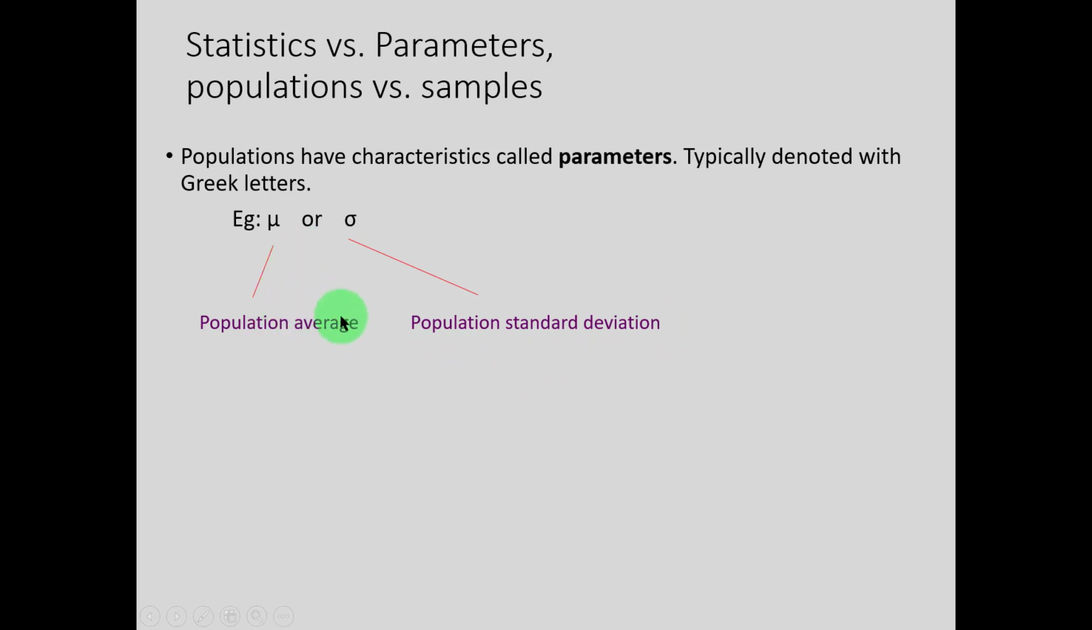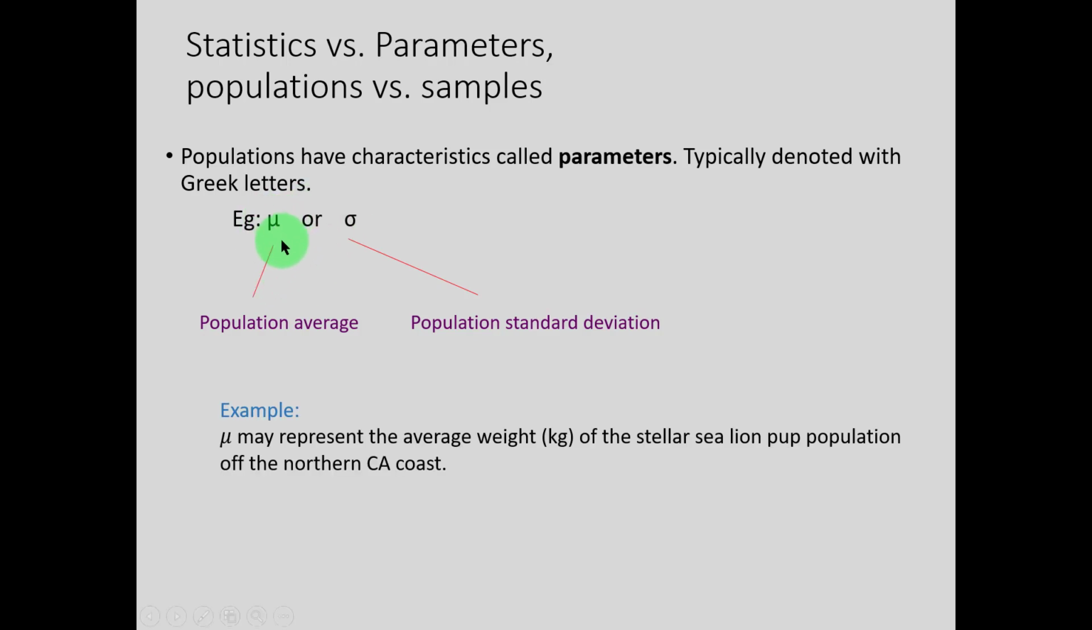And you probably already know what the average is, but for it to be a parameter, that would have to be an average that pertains to an entire population. Let's look at an example to illustrate a population parameter. So this is called the Greek letter mu, and mu may represent the average weight of the stellar sea lion pup population off the north coast of California. Okay, can you actually determine the weights of the entire pup population? Absolutely not, right? That's an unattainable task.